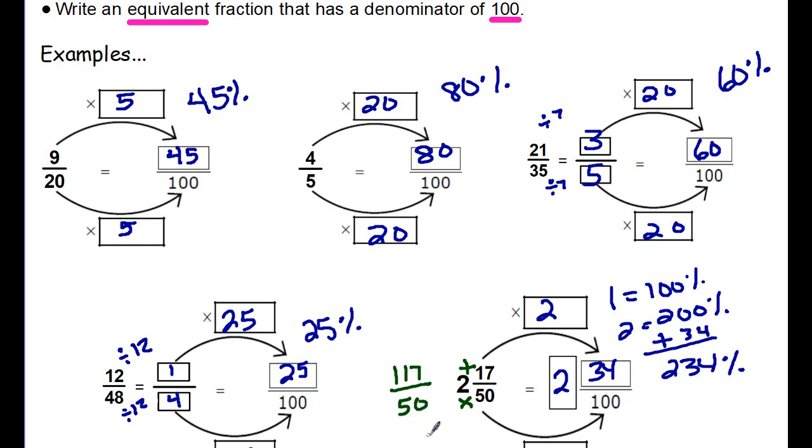So I still need to change the 50 to 100, so I multiply it by 2 to get 100, but this time when I multiply 117 times 2, I get 234. 234 out of 100, I can write that as my percent. So we still got the same answer, didn't we?